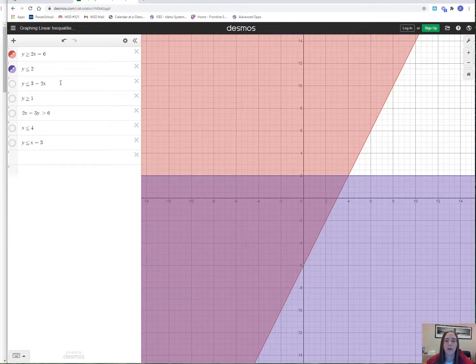So your answer is never going to be just a single point. If they're asking for the solution to a system of inequalities, it's the shaded area. So it's that whole group of points.